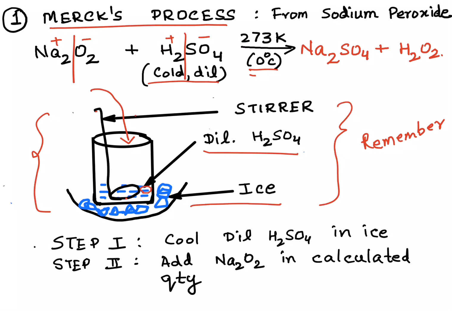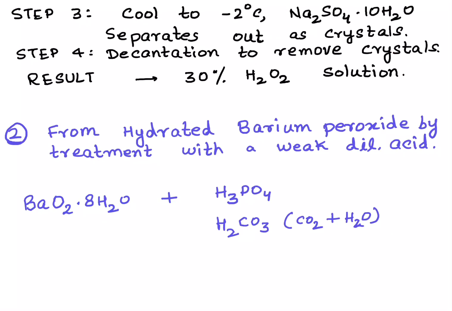Of course, because we are talking about a cold dilute solution, that means there is water in this. Correct? Then we cool this solution to a lower temperature. As a result, the crystals of hydrated sodium sulfate will separate out. We will decant, that means we will pour out the clear liquid from above, and that clear liquid is 30% pure hydrogen peroxide solution.